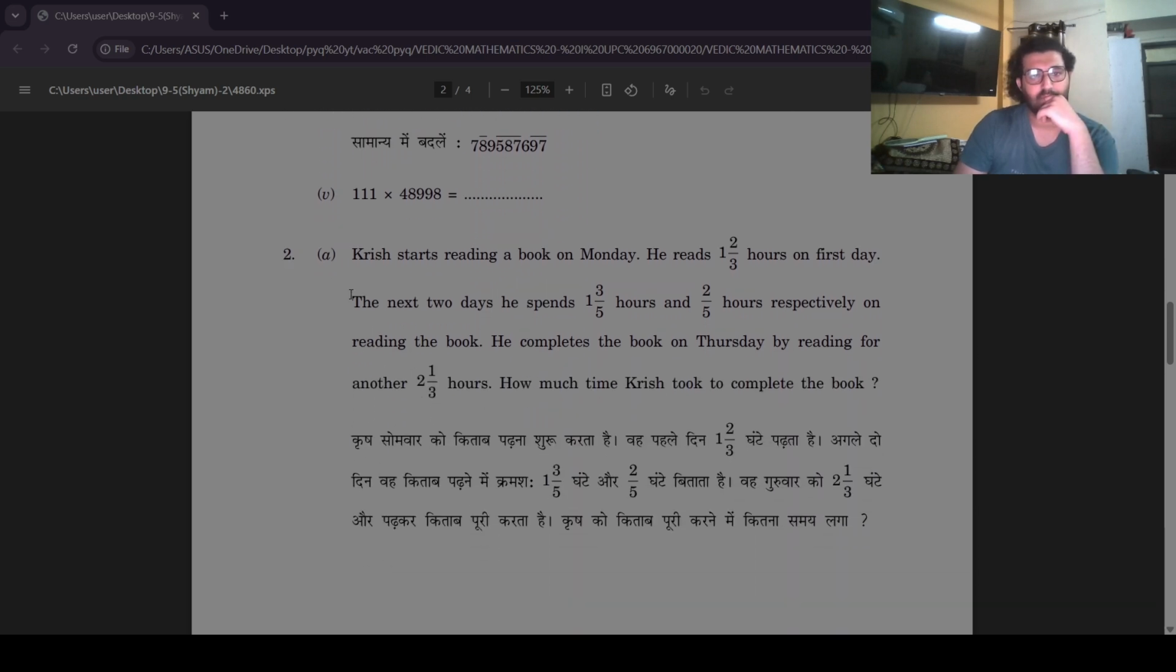As for question number 2, A. Chris starts reading a book on Monday. He reads 1/2 of an hour on day one. The next 2 days he spent 1 3/5 hours and 2.5 hours respectively on reading the book. He completes the book on Thursday by reading for another 2.5 hours. How much time did Chris take to complete the book?